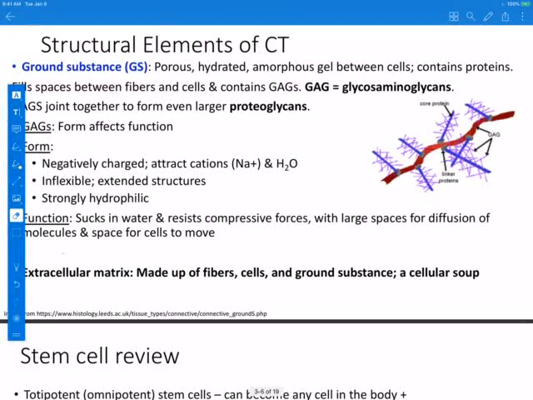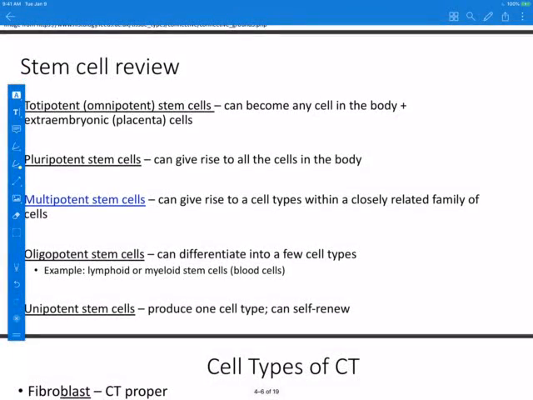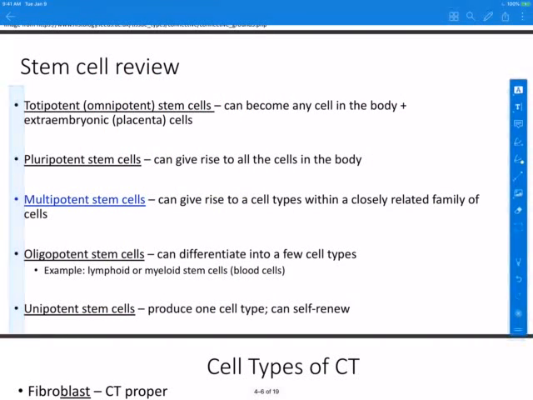Okay, so we'll do a quick review of stem cells, which you probably would have discussed in cell biology for health occupations. So just to go over this, stem cells, the term totipotent or omnipotent, those types of stem cells can become any cell in the body as well as the placenta. So basically they can become extraembryonic and embryonic tissue. You could make a whole organism out of totipotent stem cells.